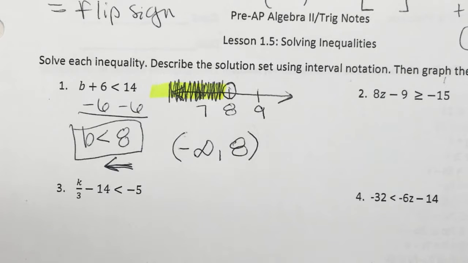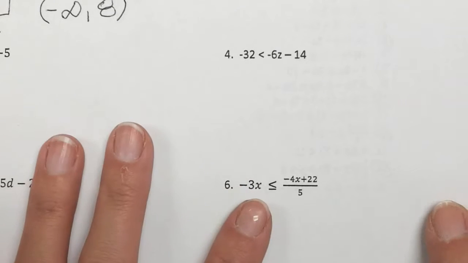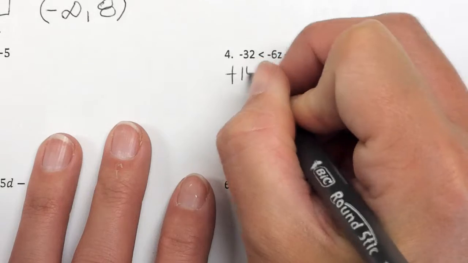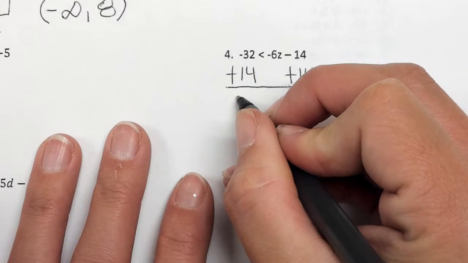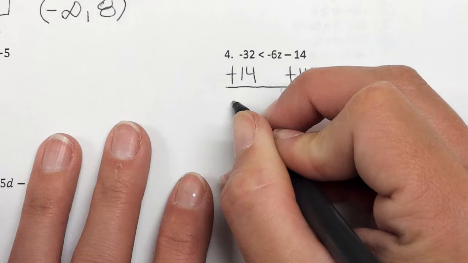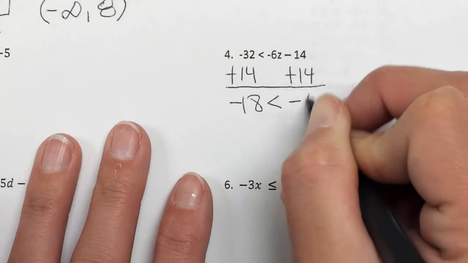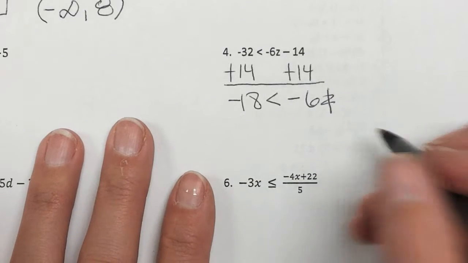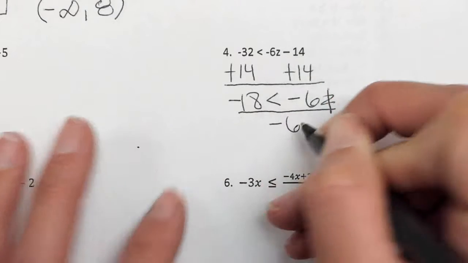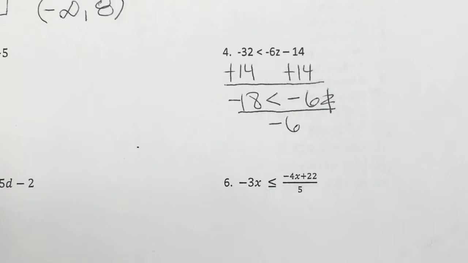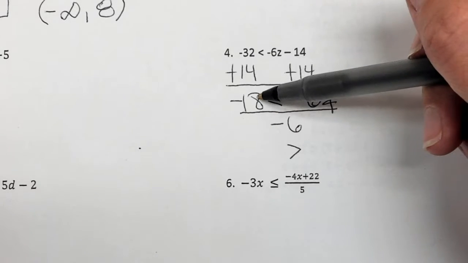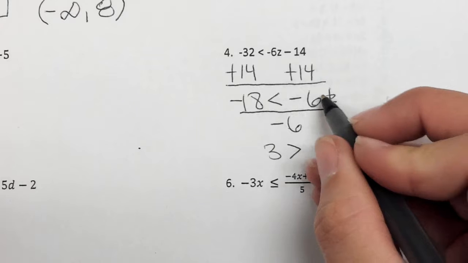Let's look at number 4. Okay, moving down to 4. Tell me the first thing to do. Anybody? Add 14. We can do that. So negative 32 plus 14. Negative 18 less than negative 6z. Now we need to get rid of the what? By dividing by what? Dividing by negative 6. So what do we do here? Flip the sign because you're dividing the entire thing by a negative number, right? And now what's negative 18 divided by negative 6? 3. And this? Z.